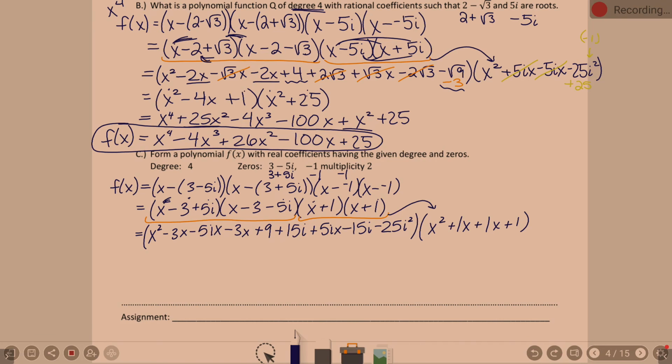Okay, clean up. Should be some i's canceling out. Don't just assume. Make sure it legitimately happens. Minus 5ix cancels with plus 5ix. 15i minus 15i are gone. Minus 25i squared. It's really going to be plus 25, isn't it? Because i squared is negative 1.